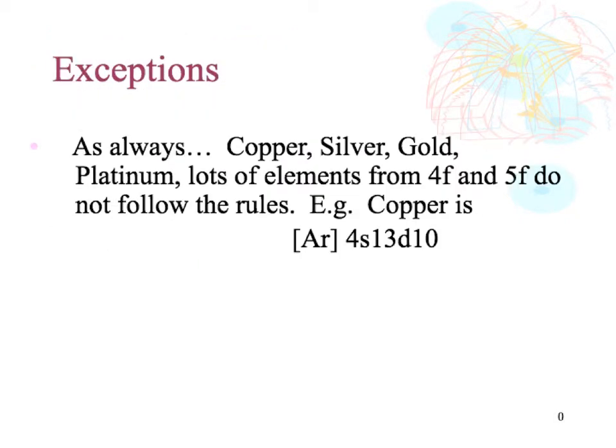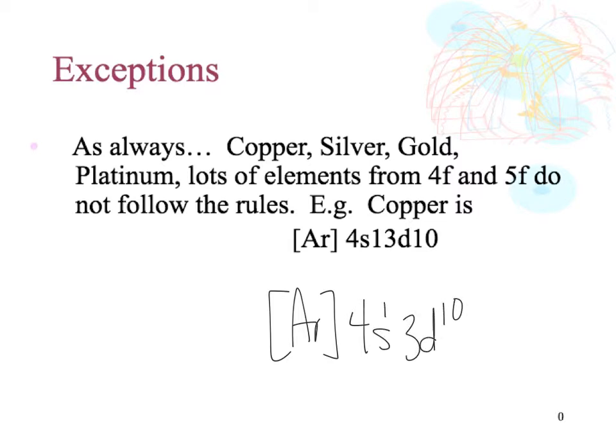There are some exceptions to the rule. Copper, for instance, silver, gold, all the precious metals, kind of interesting, do this. Now find copper on the table. Copper should be argon 4s2 3d9, but instead it only puts 1 in the 4s and actually fills up the 3d. So there are just some exceptions. A lot of the lanthanide and actinide series do that too. About half of them follow the rule, half of them don't.